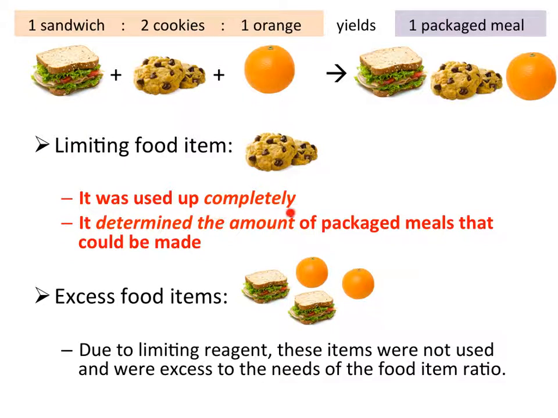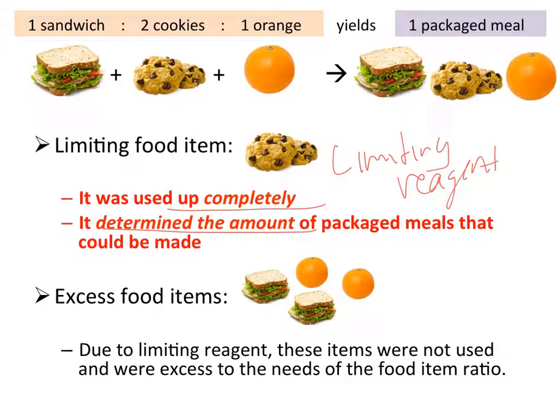Now, some characteristics of it were that it was completely used up. We didn't have any left over, and they also determined the amount of packaged meals that could be created. If we had 2 more sets of cookies, we'd be able to use all of our initial starting ingredients, but we only had 11, so we could only make 11 packaged meals. This is called our limiting reagent. Our limiting reagents are always completely used up, and they determine the amount of product, or the amount of packaged meals, that can be made. Now, because we only had 11 sets of cookies, we had some of these left over, and so these are our excess reagents.